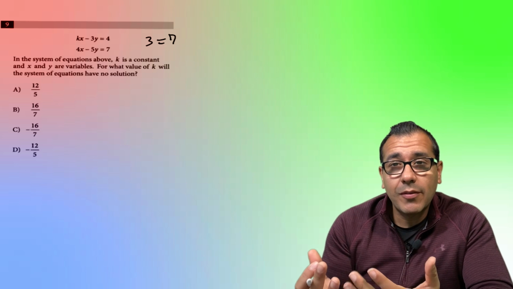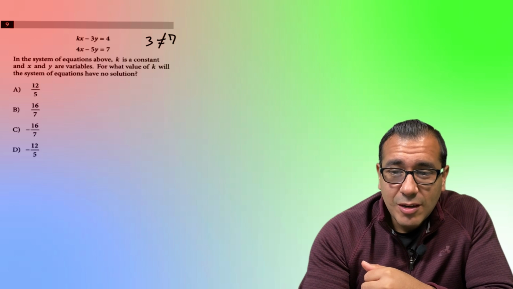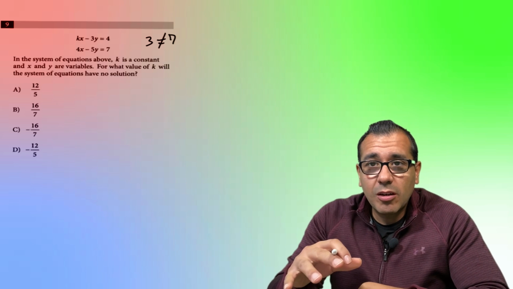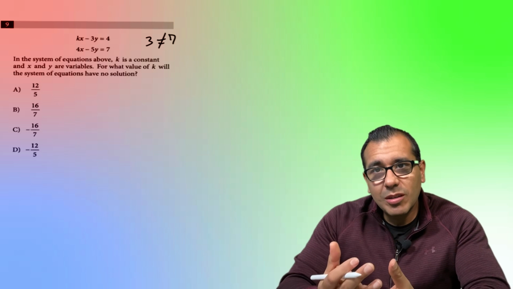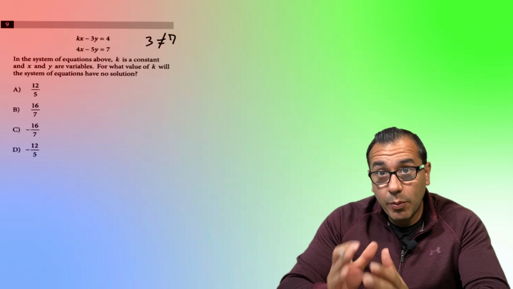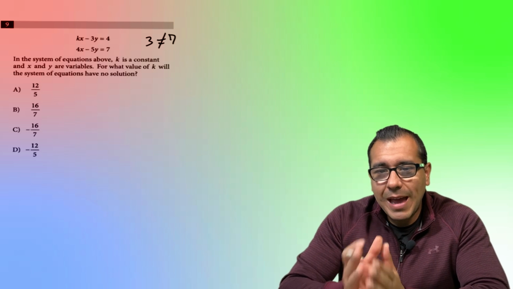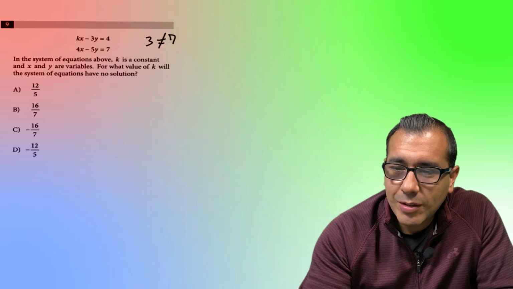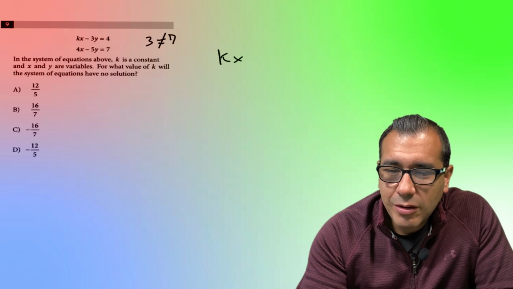0 equals 5. And obviously that's not true. And what did we conclude? Well, we concluded that there was no solution. And so we want to get to a point just like this. Well, how do we get to this point? All right, so here's a pro tip that you're going to be using.